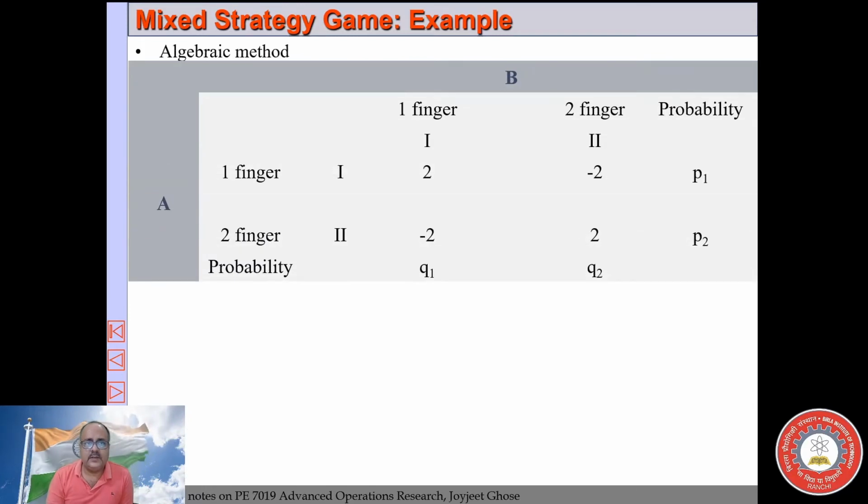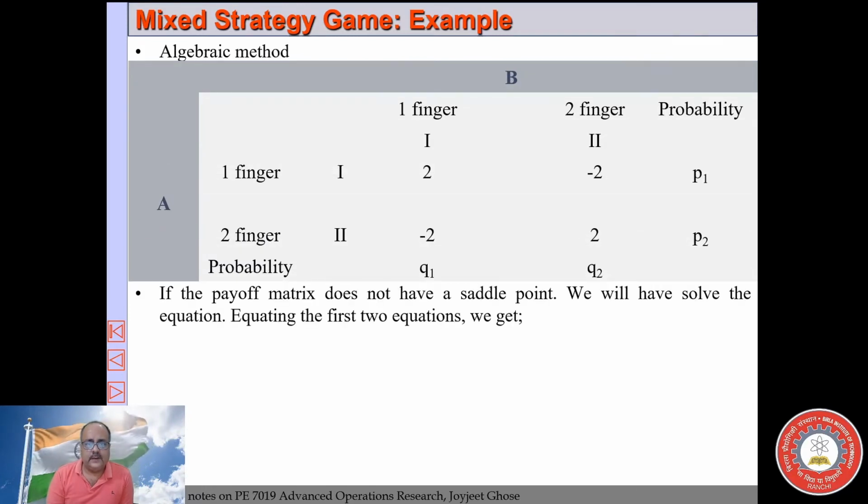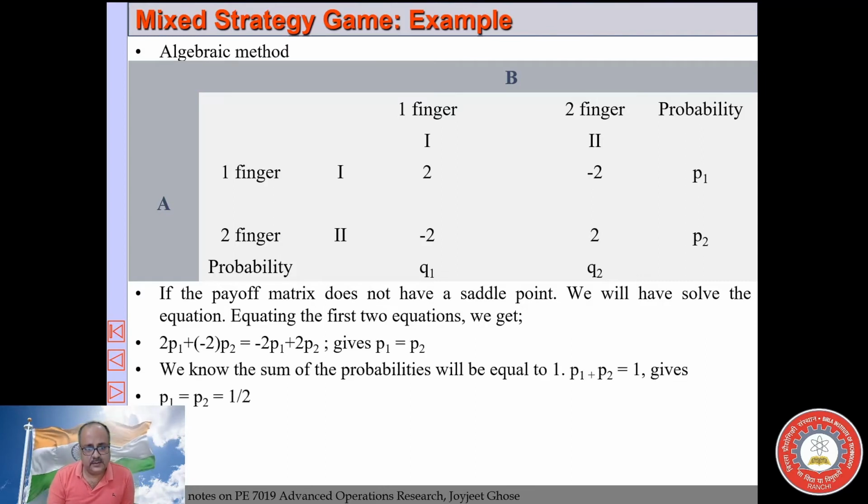So that is what has been shown here. Okay, so this is the algebraic method. This method of solving is called the algebraic method. So you get 4 equations, equate these 4 equations, and you find out the values of p1, p2, q1, q2. And you know for certainty, which I have told earlier, that the probability of A playing 1 and 2 and B playing 1 and 2 are all equal to 50%.